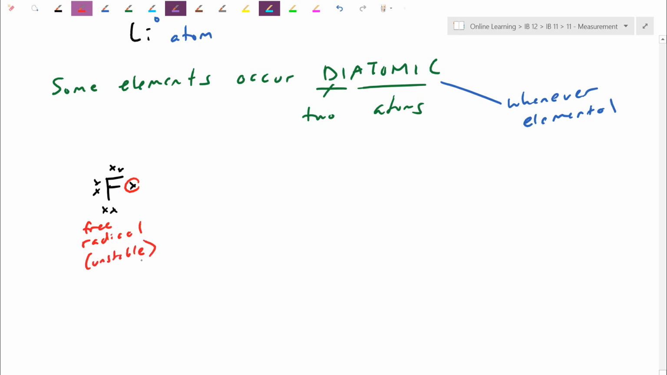unpaired electron. It's going to try to bond, it's going to try to pair up this electron. It doesn't really care if that pair is actually really attached to something or just paired up and not bonding to anything. But what it really doesn't like is this unpaired electron.